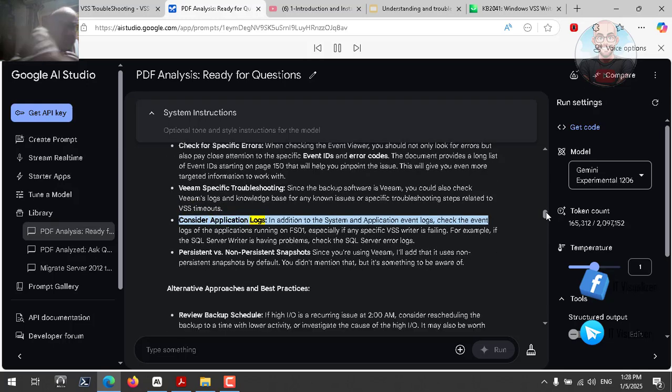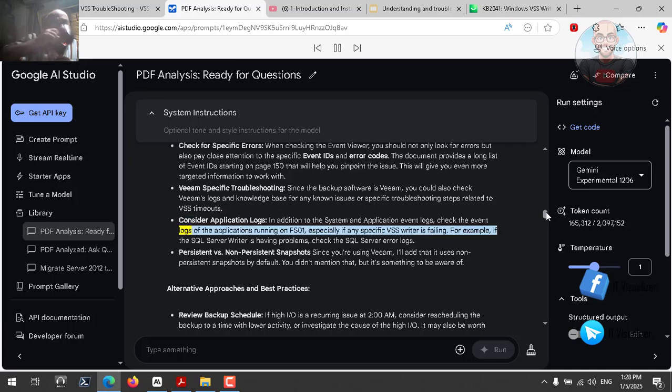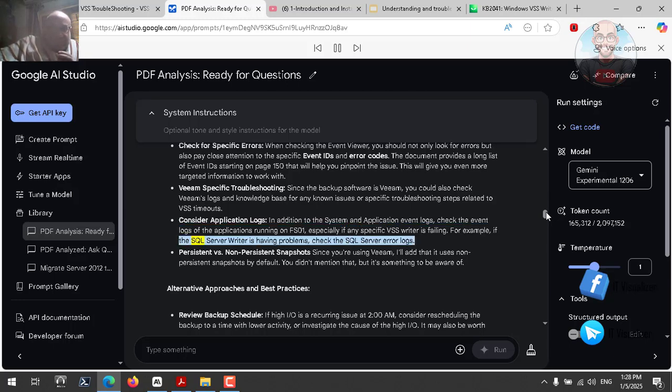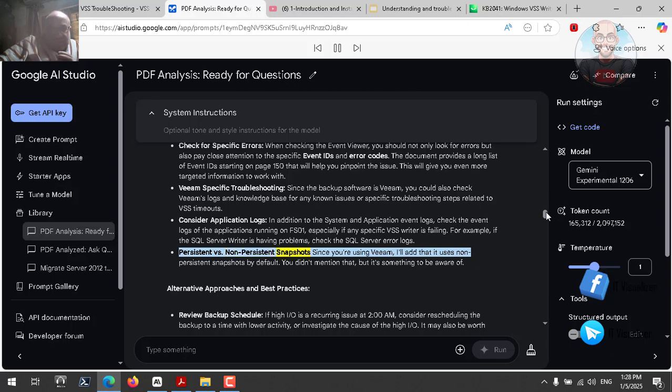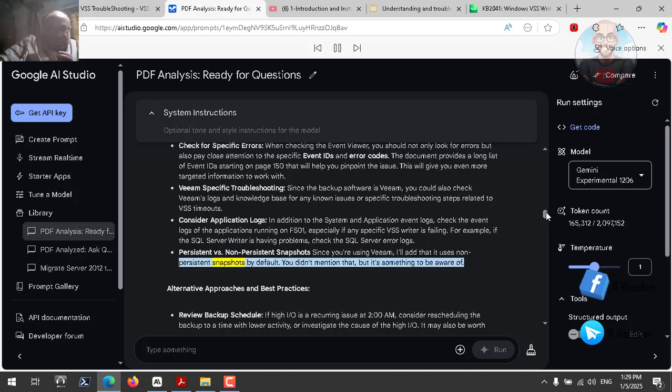Consider application logs. In addition to the system and application event logs, check the event logs of the applications running on FS01, especially if any specific VSS writer is failing. For example, if the SQL Server writer is having problems, check the SQL Server error logs. Persistent versus non-persistent snapshots: since you're using Veeam, I'll add that it uses non-persistent snapshots by default. You didn't mention that, but it's something to be aware of.